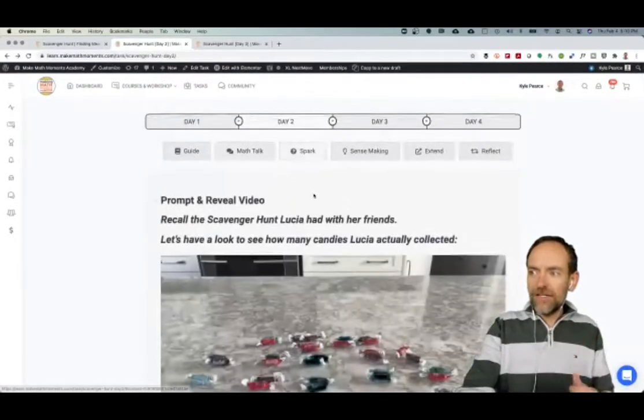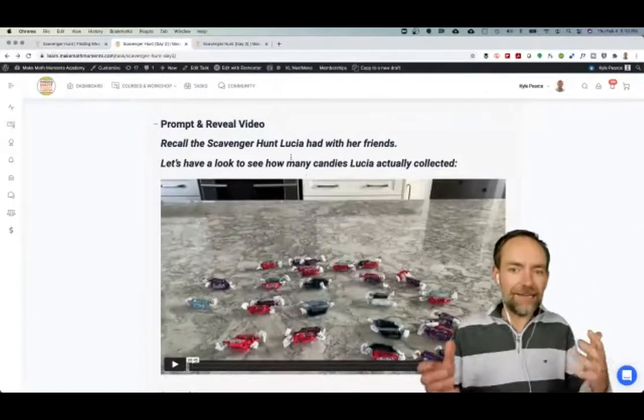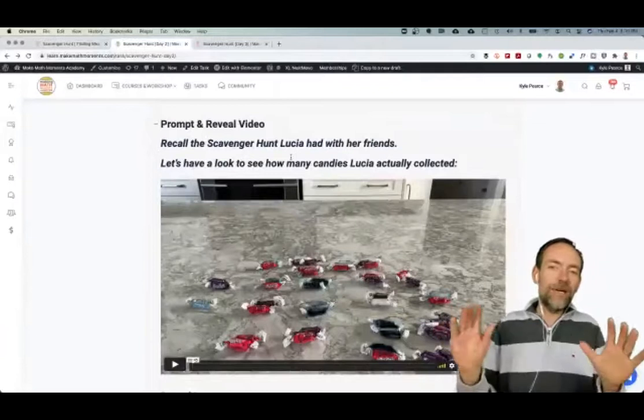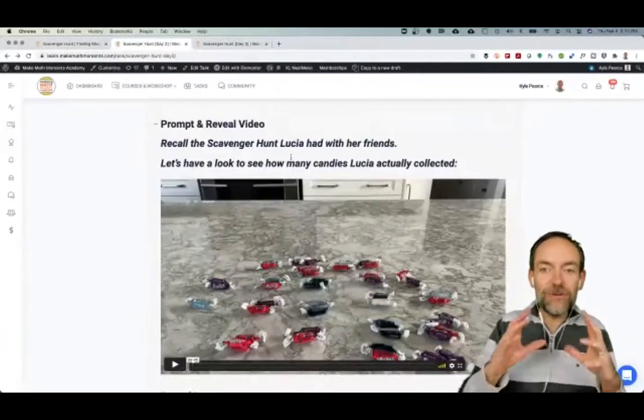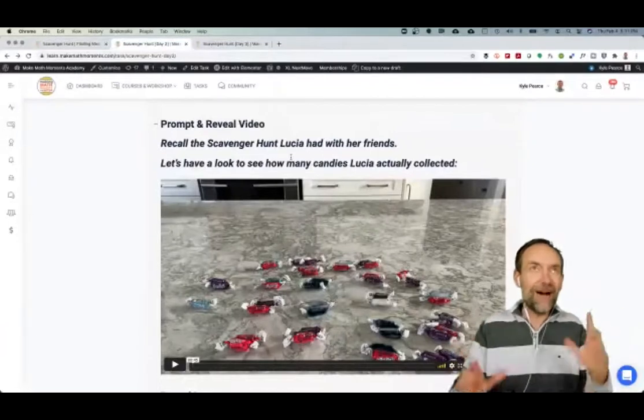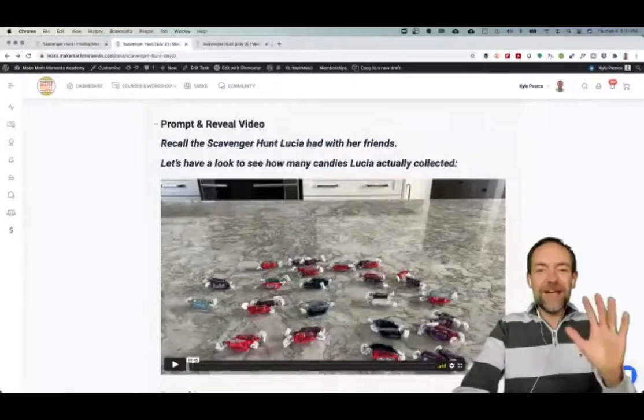And then on day 2, we extend it and we actually share how many candies Lucia had. And I think I'm realizing I may have incorrectly told you the bag was only what Lucia had. It wasn't the total. So now I'm realizing why everyone was mad about their estimates. So my apologies for that.